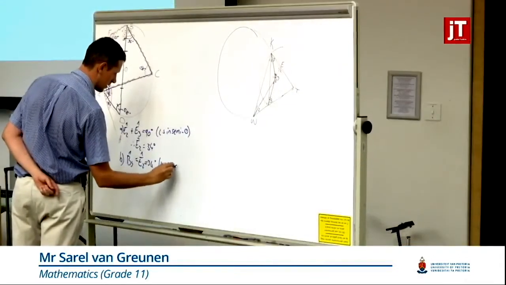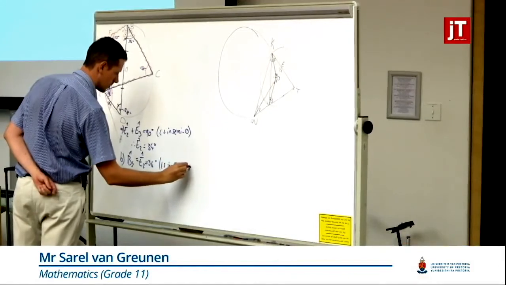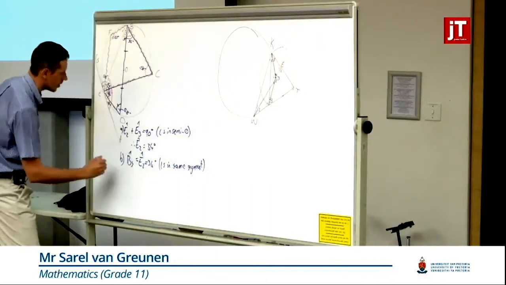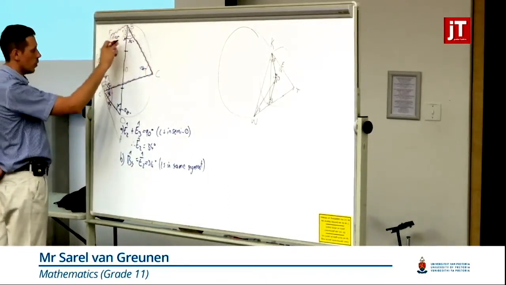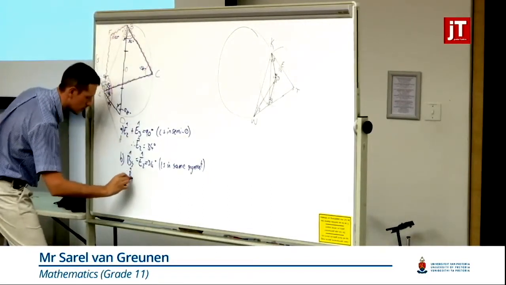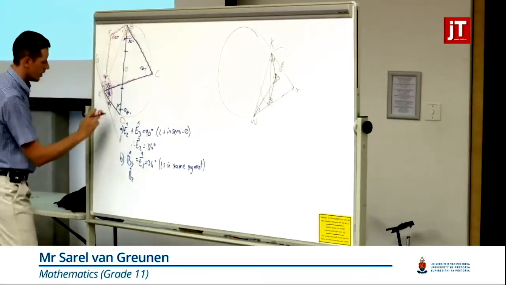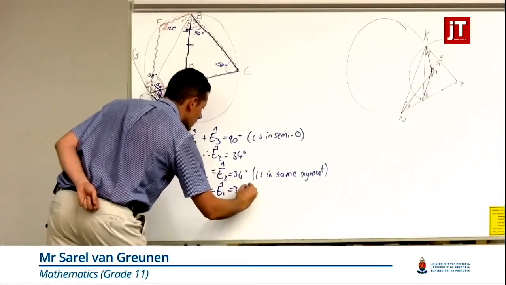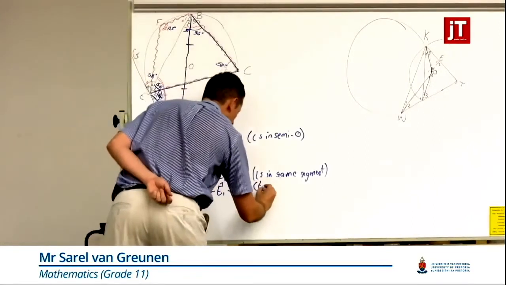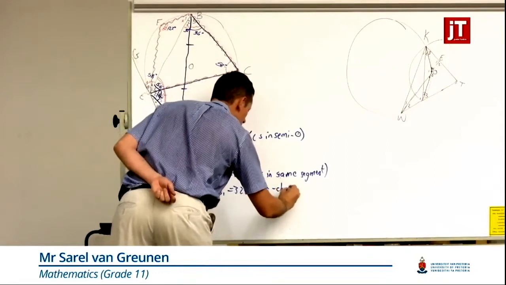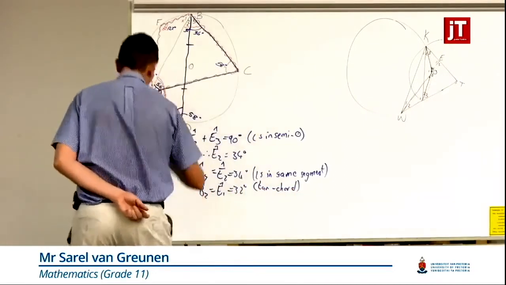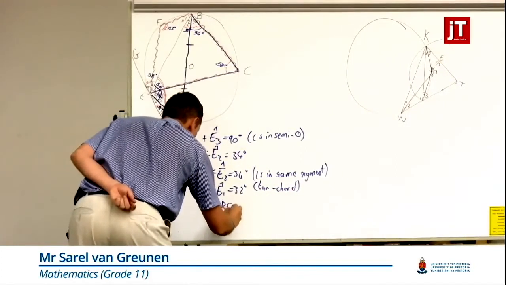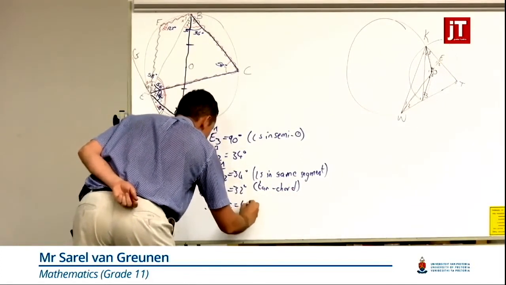What am I writing? Absolute nonsense, sir. Angles in same segment. Now, why is B2 32? Well, B2 is E1. Tan chord. And lastly, therefore, angle EBC is 66 degrees.